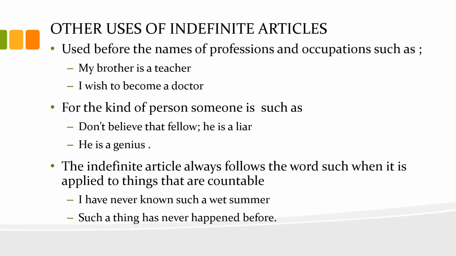Besides the above, some of the important rules of indefinite articles, there are some other uses. For example, indefinite articles are used before the names of professions or occupations, such as: my brother is a teacher; I wish to become a doctor. Secondly, for a kind of person someone is, such as: he's a genius; don't believe that person, he's a liar.